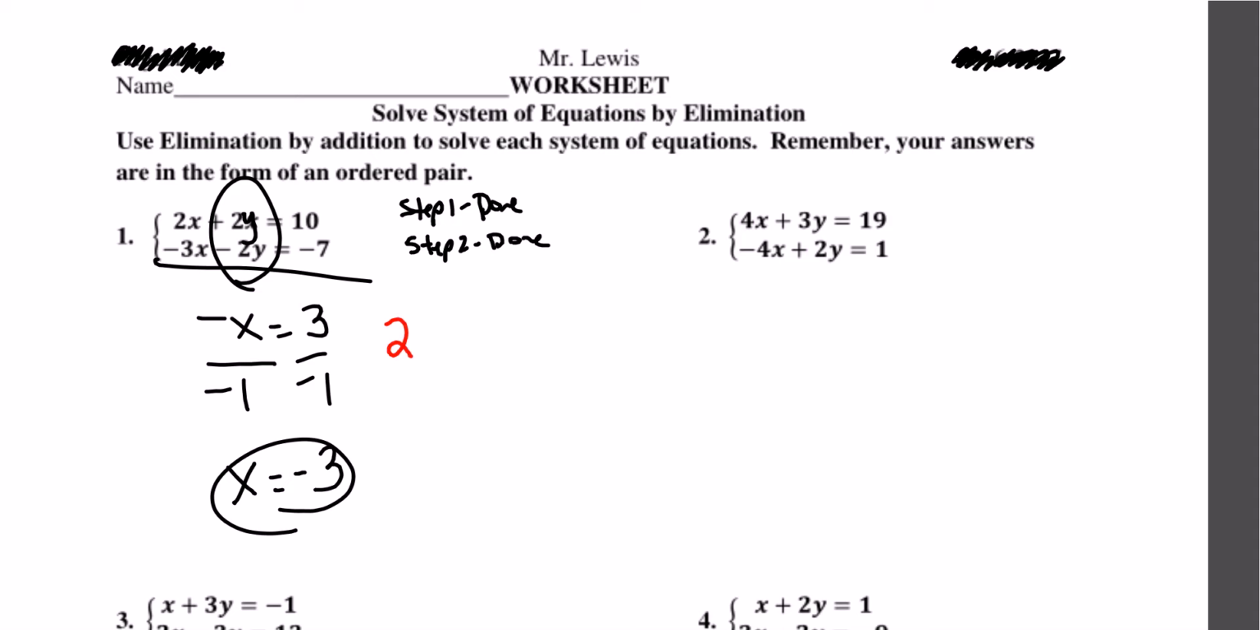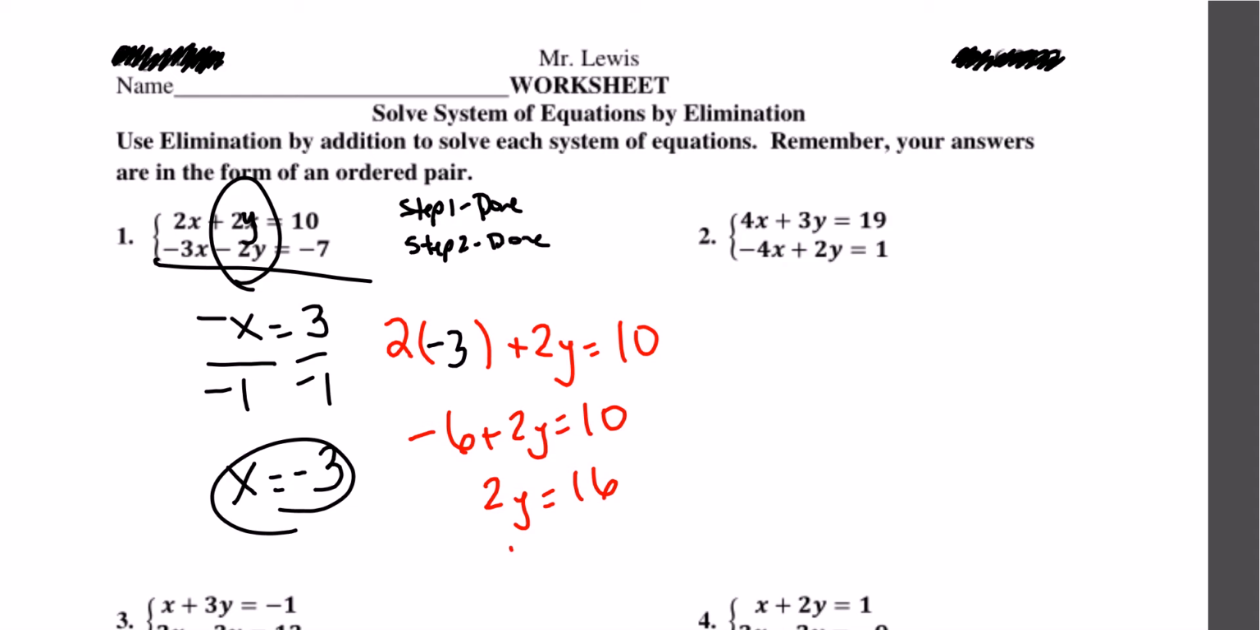So at the top, instead of x, I'm going to put negative 3 plus 2y equals 10. And remember, I put negative 3 in for x. I solve. I get negative 6 plus 2y equals 10. I add 6 to both sides. I get 2y equals 16. Divide by 2, divide by 2. I get y equals 8. So I have an x, I have a y. The last thing I'm going to do, I'm going to write that as an ordered pair. Negative 3, 8 is the solution.